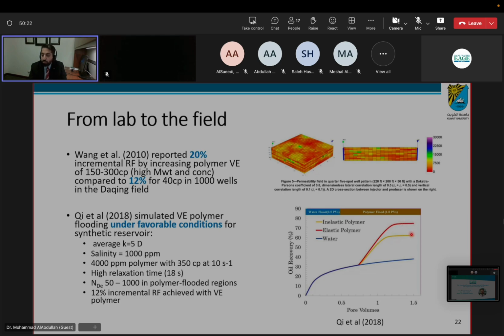He got almost 12% increment in terms of recovery factor. This is a hypothetical reservoir per se, and very favorable conditions, and they have been able to prove that it could happen.